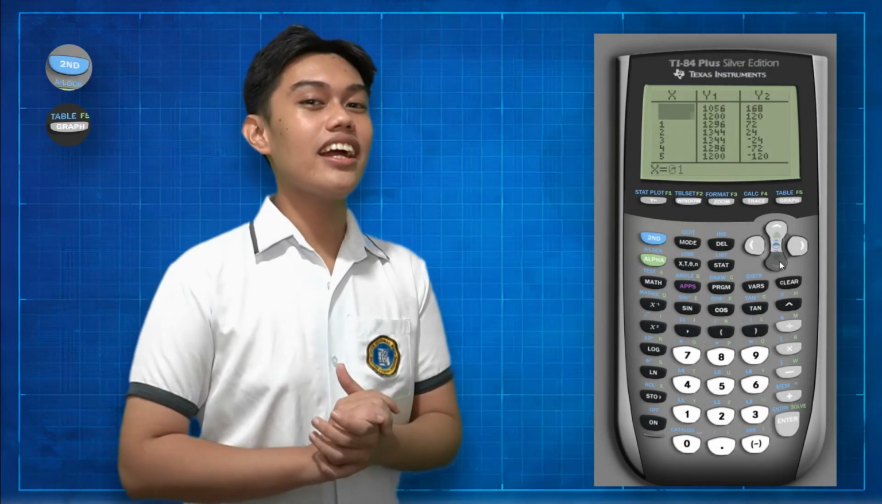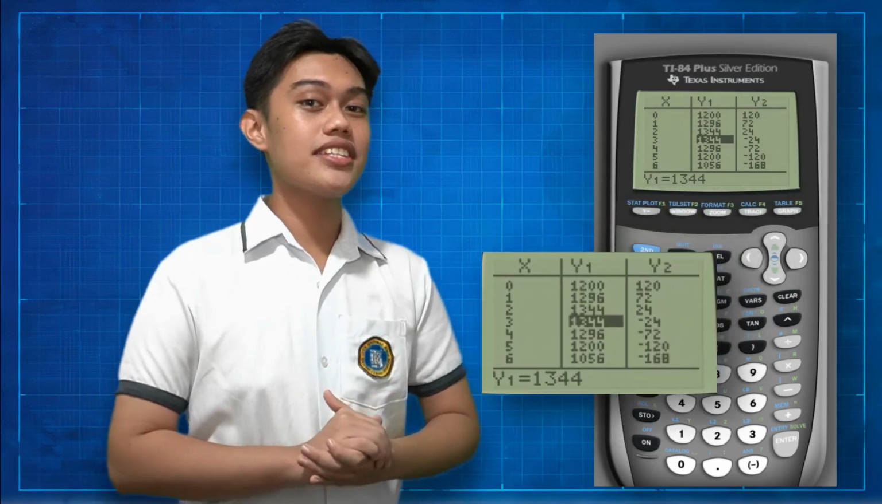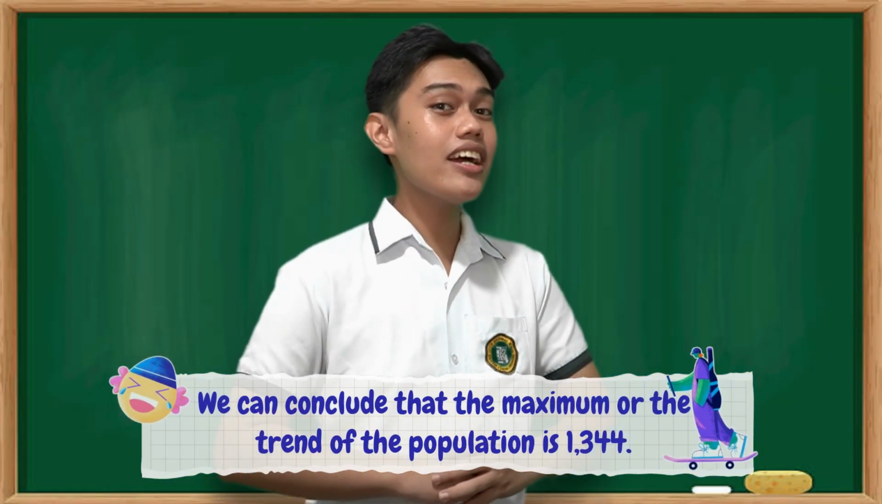So now from there, we can see the x values, which represents the number of school years for the first 5 years. The y sub 1, which represents the population of grade 11 students. And lastly, the y sub 2, which represents the rate of change each year. And since we have 1,344 as our greatest value, then we can conclude that the maximum or the trend of the population is 1,344. And that's a wrap!